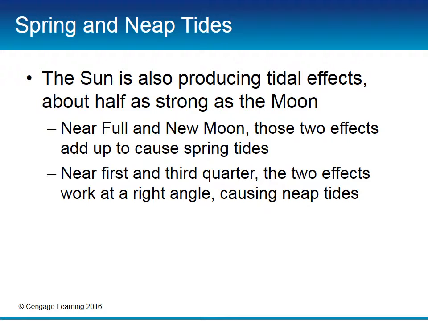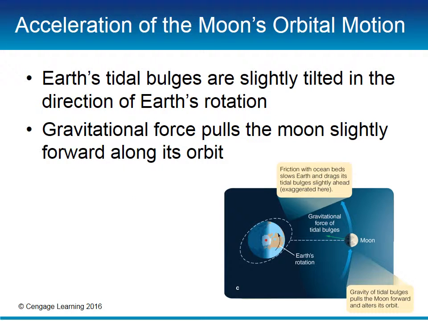The sun is also producing tidal effects about half as strong as the moon. Near full and new moon, those two effects add up to cause the spring tides. Near first and third quarter, the two effects work at a right angle, causing the neap tides. Earth's tidal bulges are slightly tilted in the direction of Earth's rotation. Gravitational force pulls the moon slightly forward along its orbit.